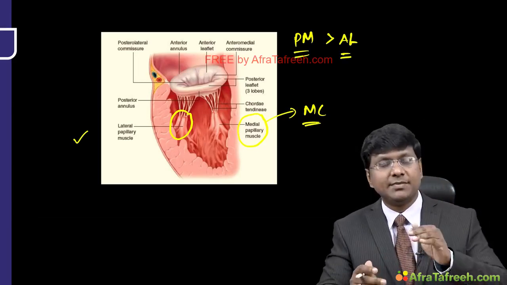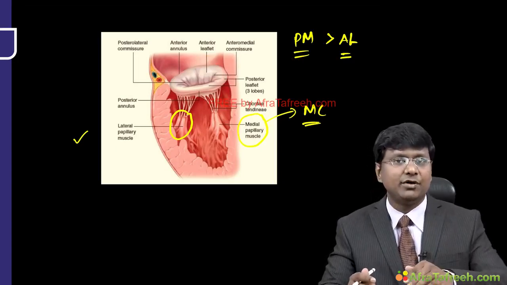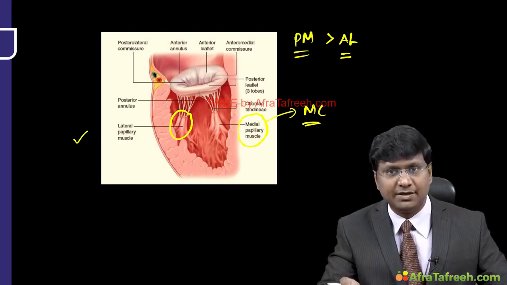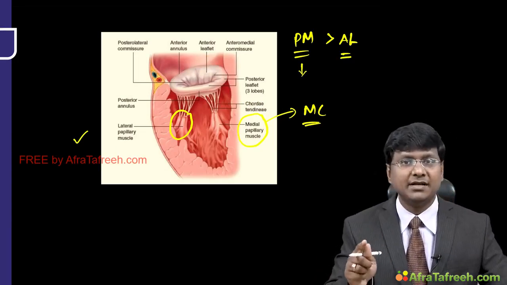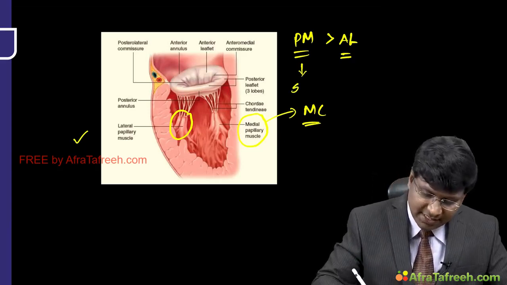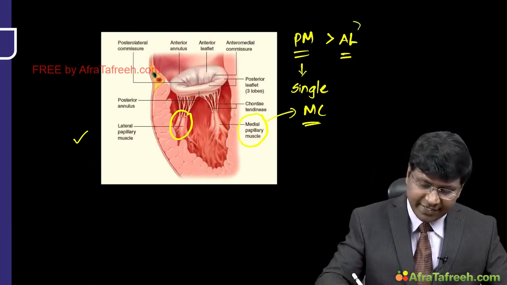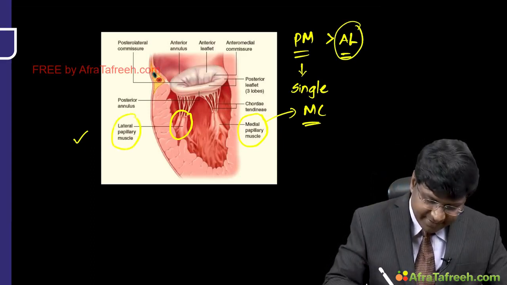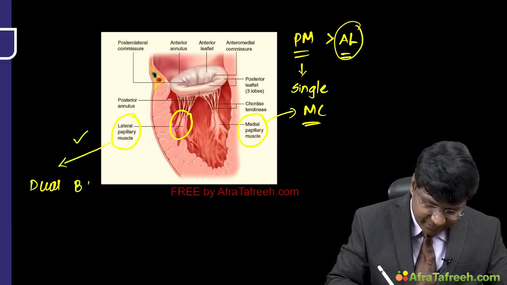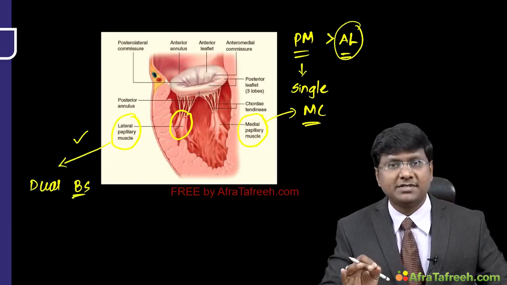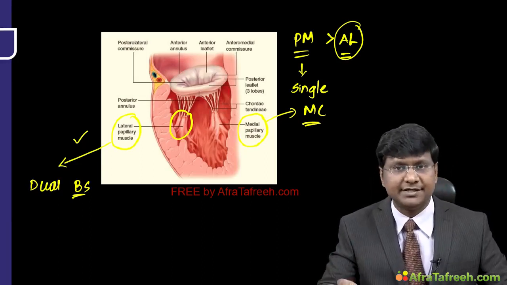Okay, so why is that? Posteromedial papillary muscle involvement is the most common, compared to anterolateral papillary muscle involvement. Why? Because the posteromedial papillary muscle has a single blood supply, whereas the anterolateral papillary muscle has a dual blood supply. That is the reason why posteromedial papillary muscle dysfunction is more prone to the development of acute mitral regurgitation.